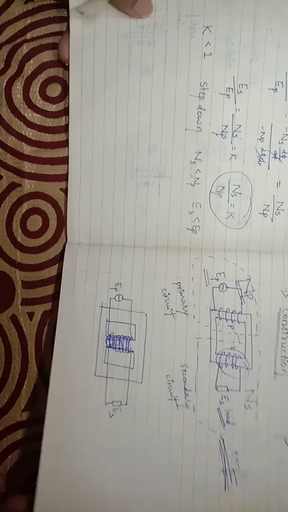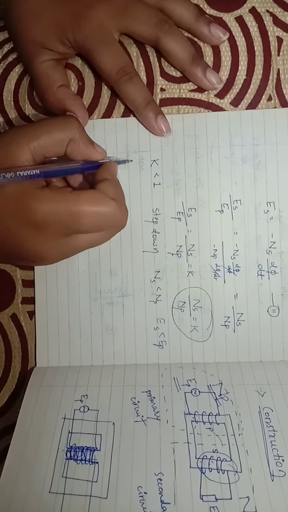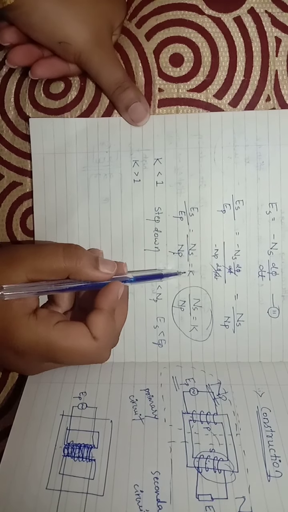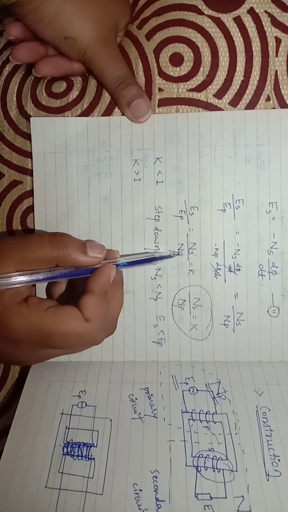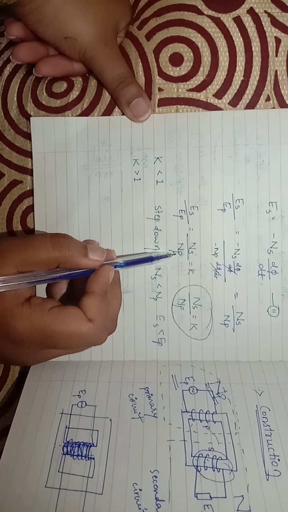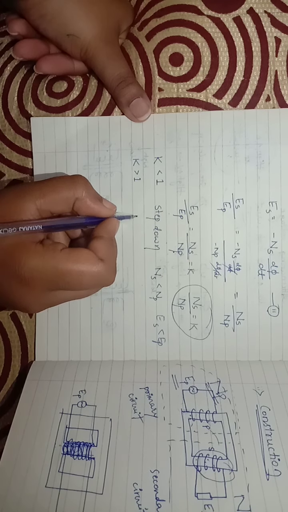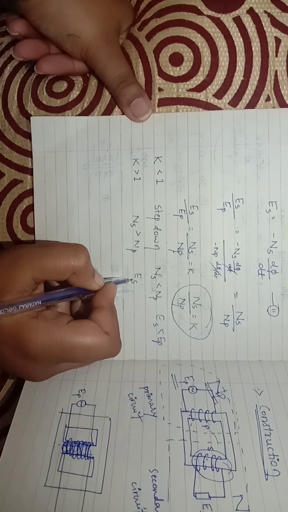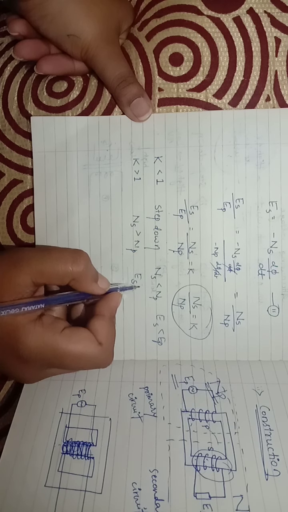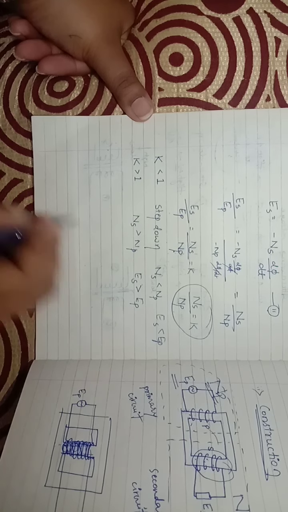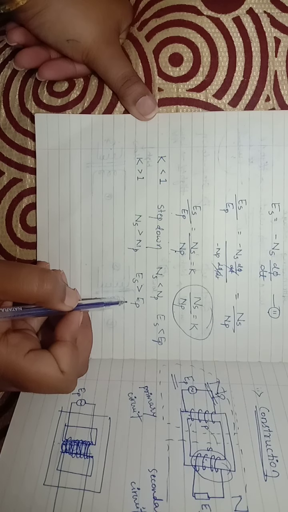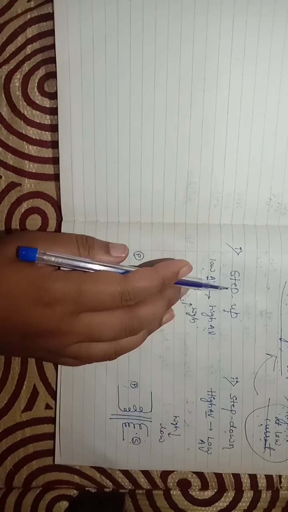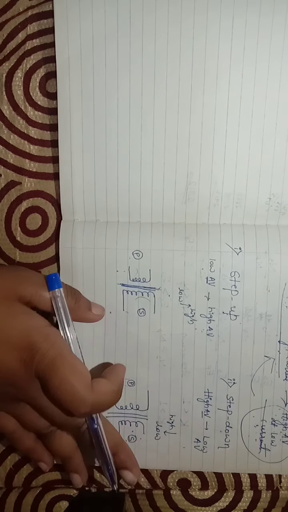Now what happens for the step up? k is greater than 1. If you want k to be greater than 1, NP should be less and NS should be greater. So NS is greater than NP. That means ES is greater than EP, which means output is greater than input. This is a step up transformer. This is very easy if you understand.